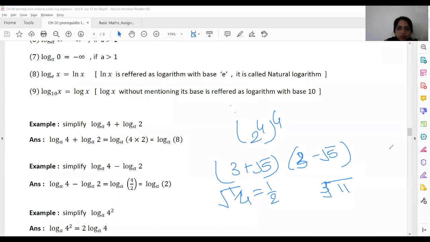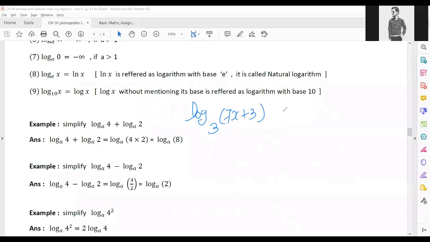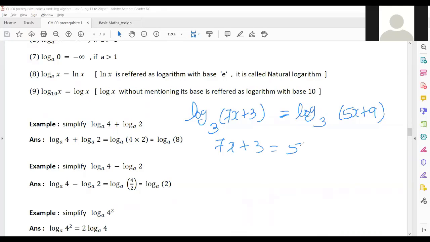Now log base 3 of 7x plus 3 is equal to log base 3 of 5x plus 9. See, dear students, equal sign is there. Both the bases are same. So 7x plus 3 equal to 5x plus 9, 2x equal to 6, so x equal to 3.